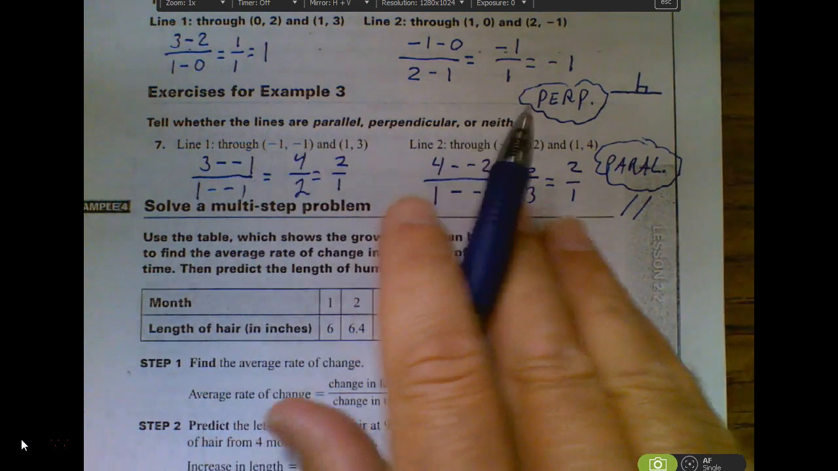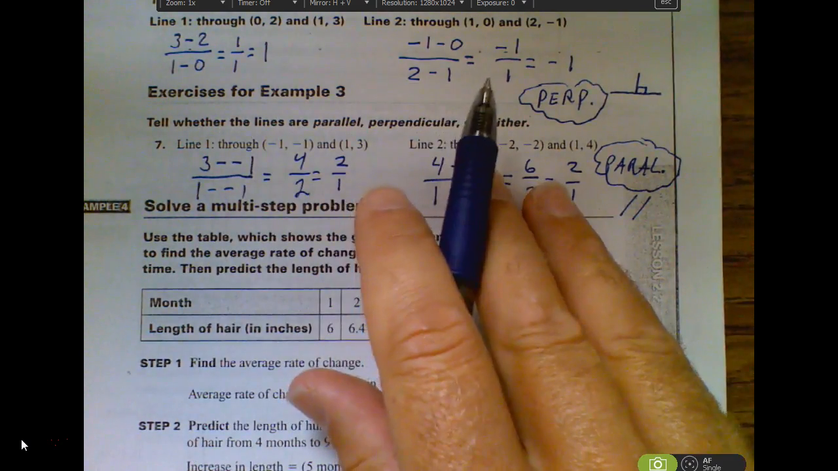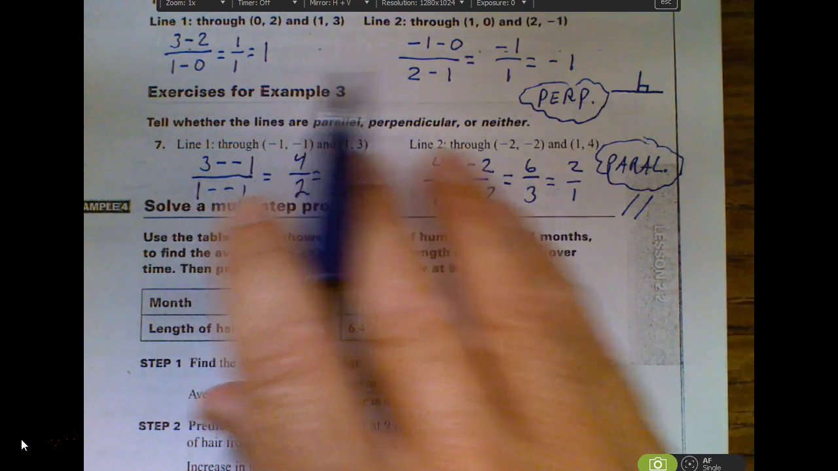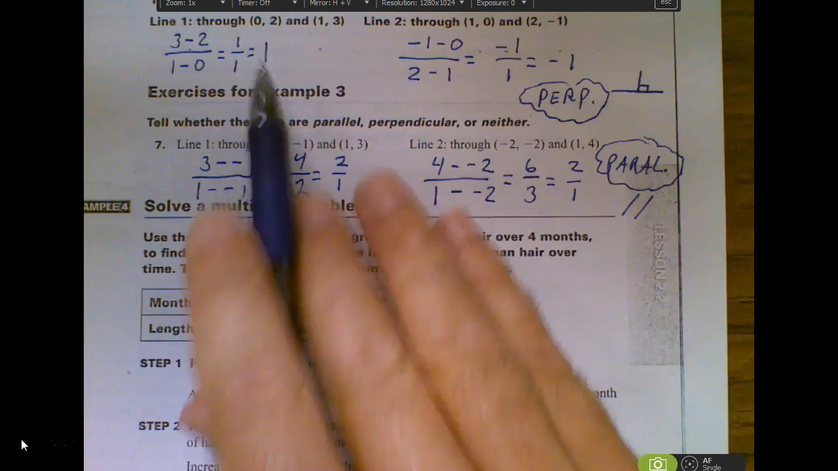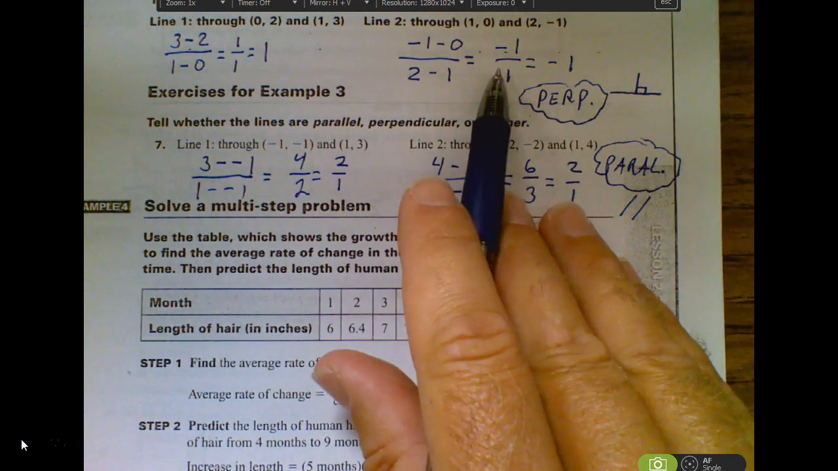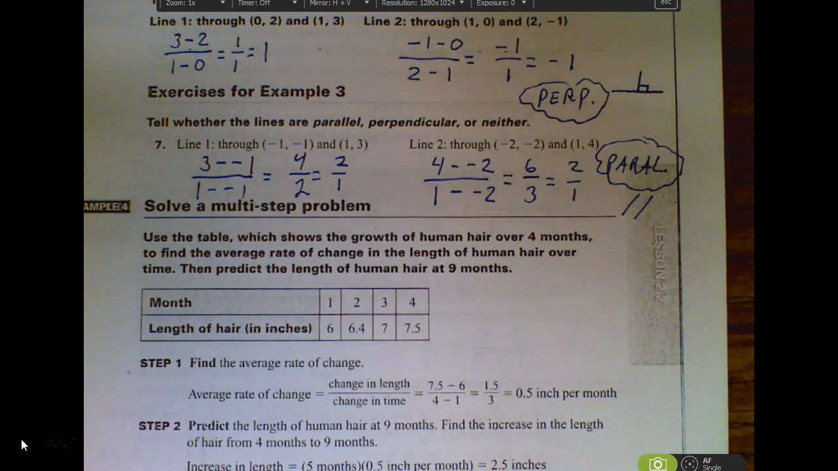Keep in mind when you do say perpendicular, it's not enough just to have reciprocals, and it's not enough just to have a sign change. Both of those things have to happen. So you do need to have a flipped fraction. You also need to have opposite signs. Both of those things have to happen for your lines to be perpendicular.